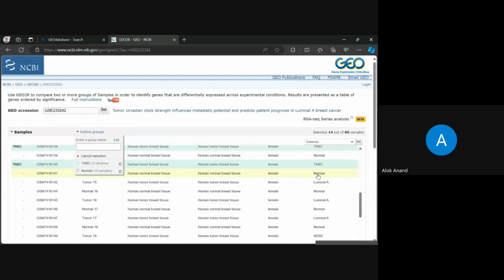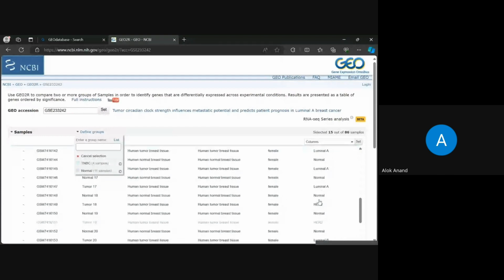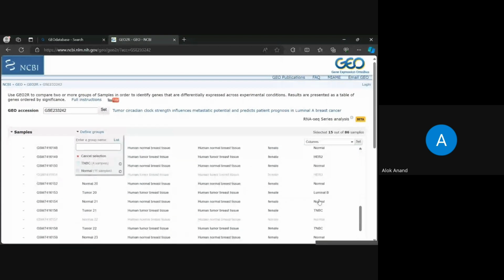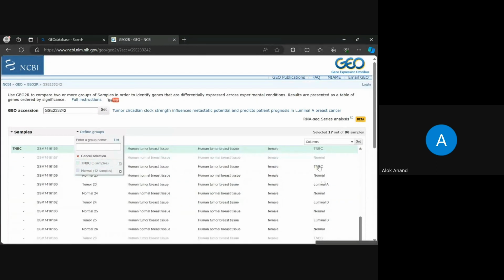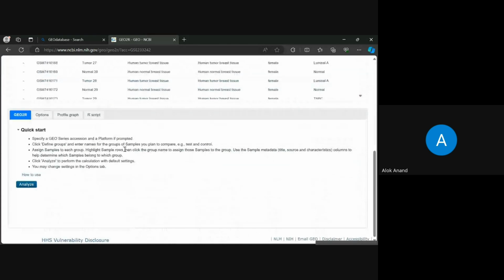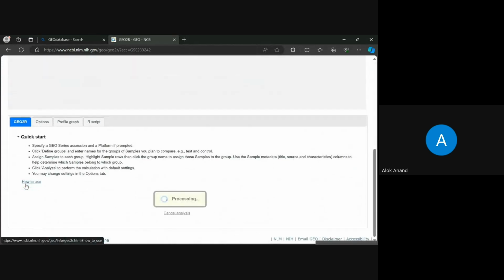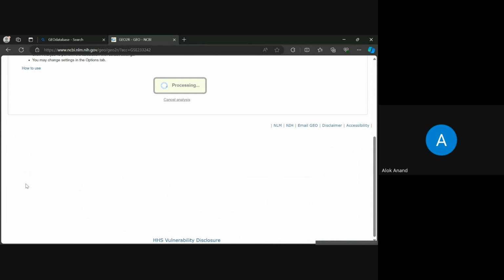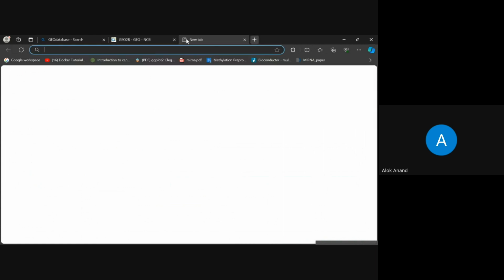Let us forget about the lecture. Normal. TNBC, TNBC, TNBC. Where is it? TNBC. Normal. Again, TNBC. Now, suppose we are going to take only 6 and 12 samples, just imagine. So we are going to take only these samples, and then we will click on Analyze. Now it will basically perform the analysis.